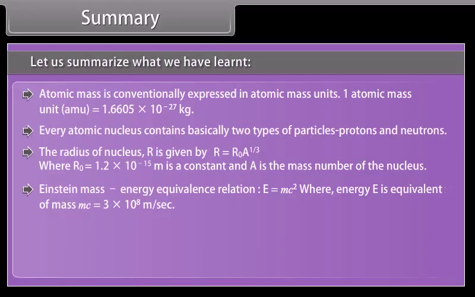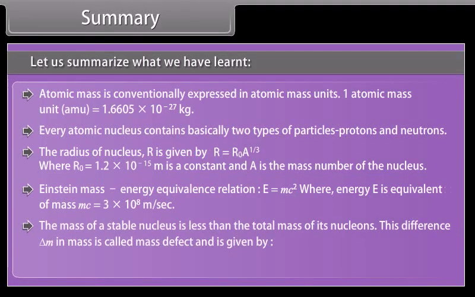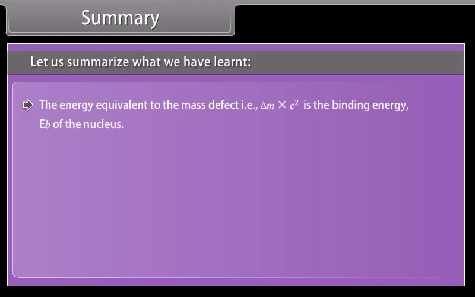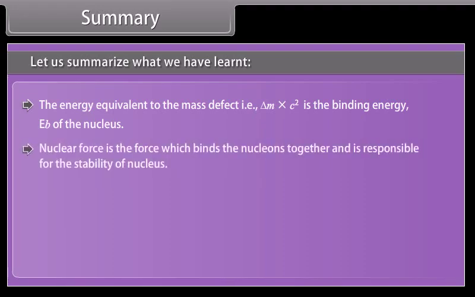The mass of a stable nucleus is less than the total mass of its nucleons. This difference delta m in mass is called mass defect. The energy equivalent to the mass defect, that is delta m times c squared, is the binding energy, Eb, of the nucleus. Nuclear force is the force which binds the nucleons together and is responsible for the stability of nucleus.